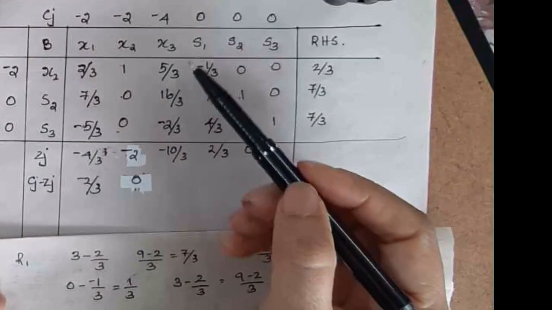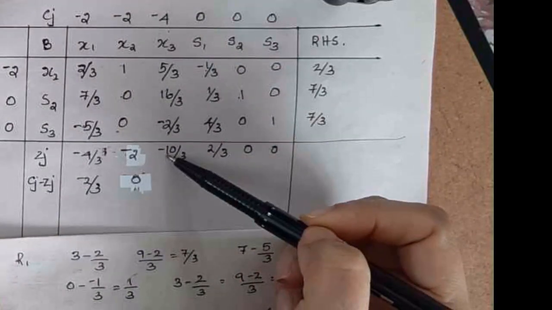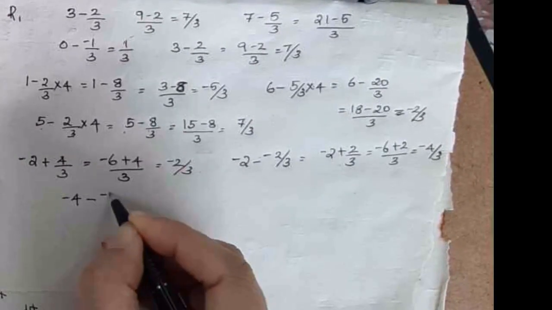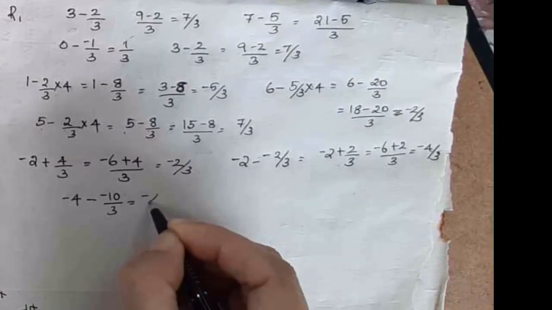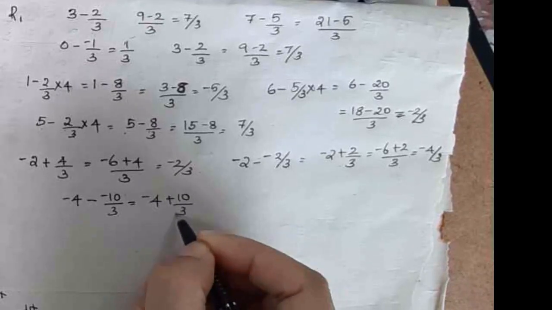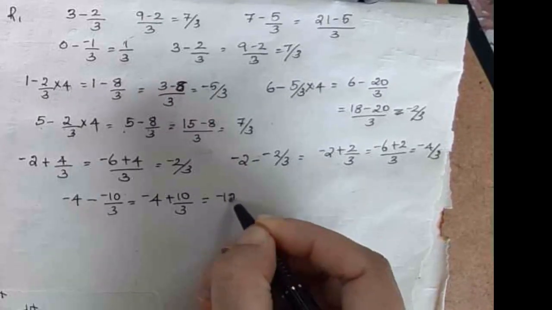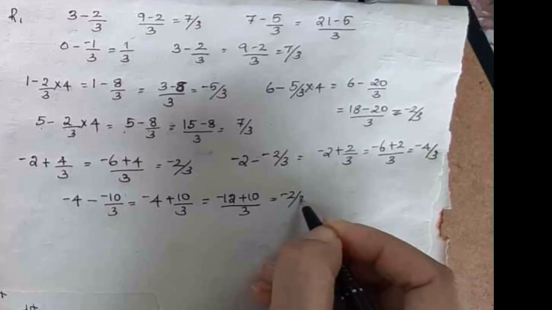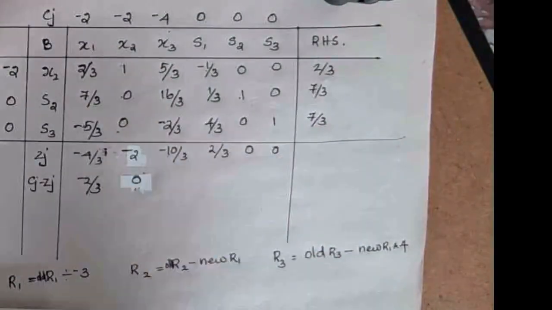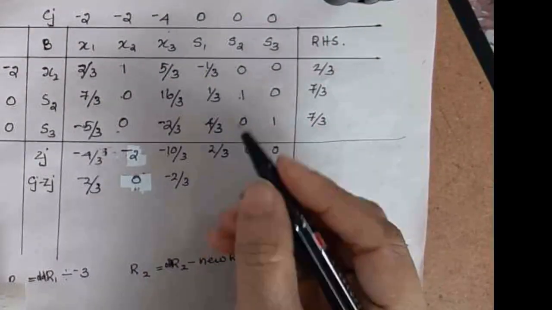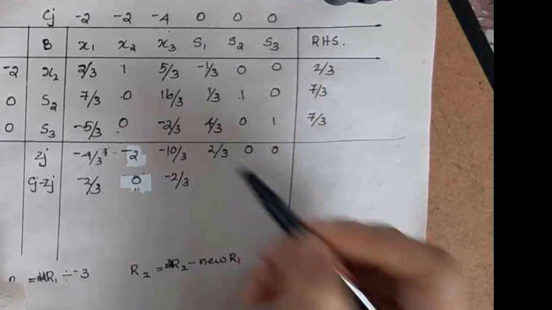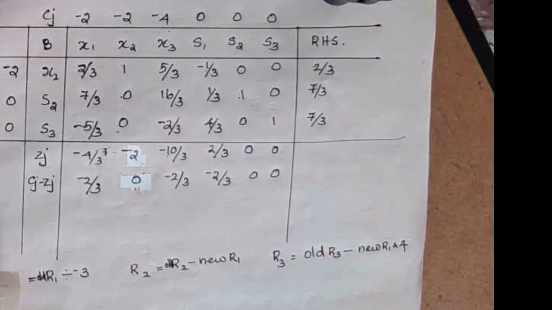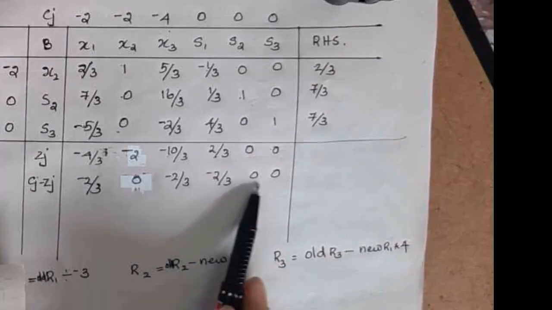Now next is, you have here minus 4 minus of minus 10 by 3. That is minus 4 minus of minus 10 by 3, which is minus 4 plus 10 by 3, which is equal to minus 12 plus 10 by 3, which is minus 2 by 3. So this is minus 2 by 3. And this is 0 minus minus 2 by 3, which is minus 2 by 3 again. These two are zeros.